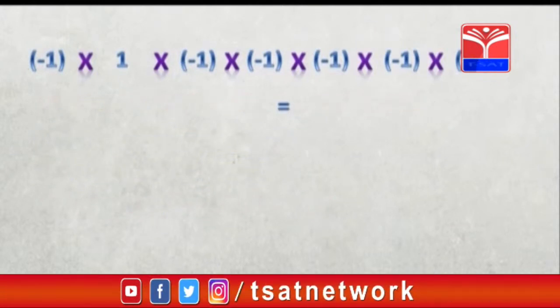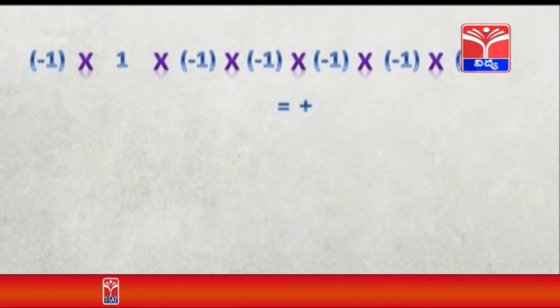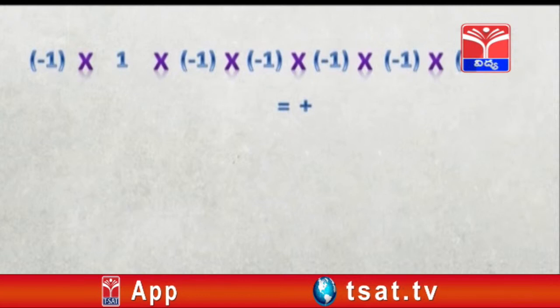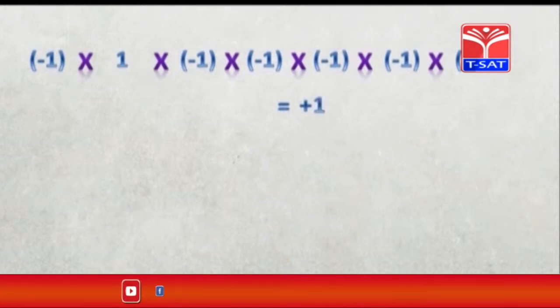So it is an even number and the answer should have a positive sign. So the answer contains a positive sign, and what else is remaining? Multiplication of just digits, and here also all the digits are ones. Whatever number of times you multiply 1, we always get 1 again. Thus the final answer is plus 1.